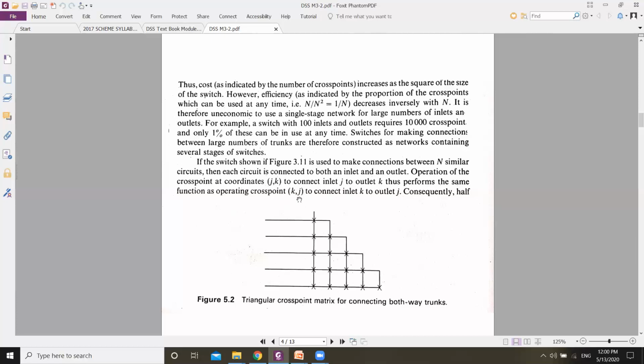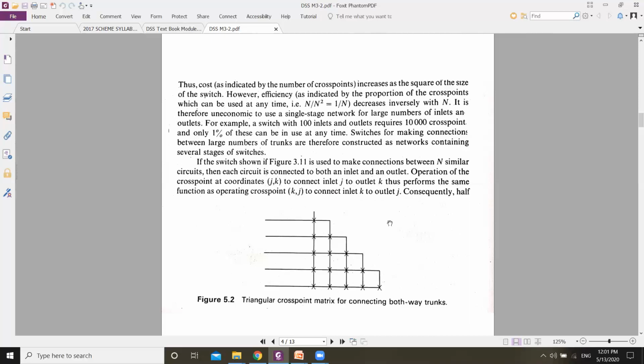What he is trying to say is, if you have 10 by 20, where 10 is the inlet and 20 is the outlet, then 10 by 20 is equal to 20 by 10. That is, j comma k is equal to k comma j. The operation of the cross point at coordinates j comma k to connect inlet j to outlet k performs the same function as a system having k comma j to connect k to j.